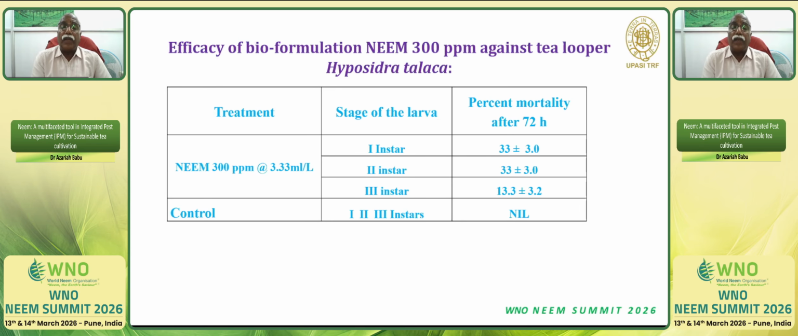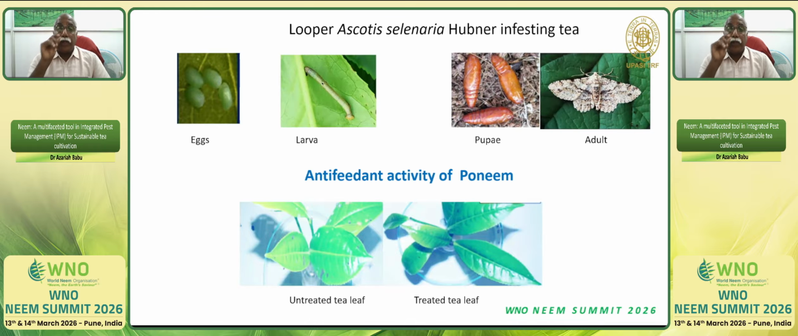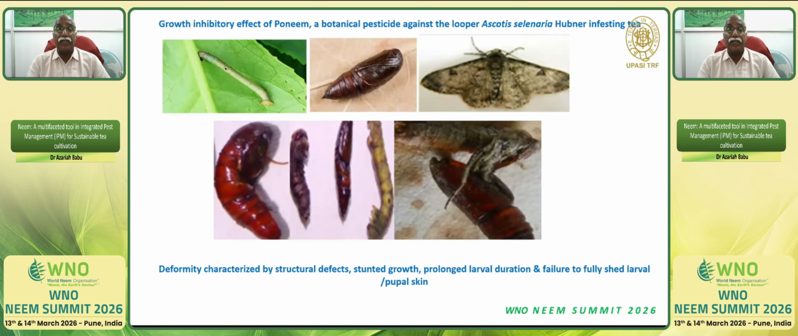So, bioefficacy of the formulation neem 300 ppm against the tea looper: we found that it is not that effective. The particular formulation was not, because all the pests cannot be controlled by neem. We are getting around 13 to 33% mortality at maximum. But when you use another neem formulation, for antioxidant activity, you can see that the treated leaves are not even touched by the insect.